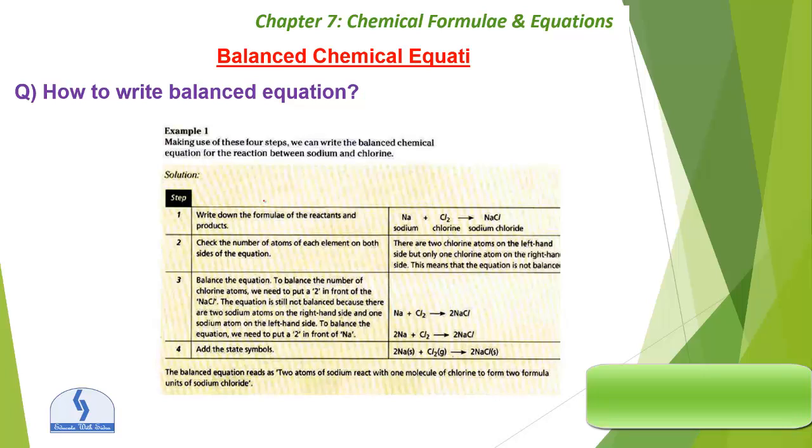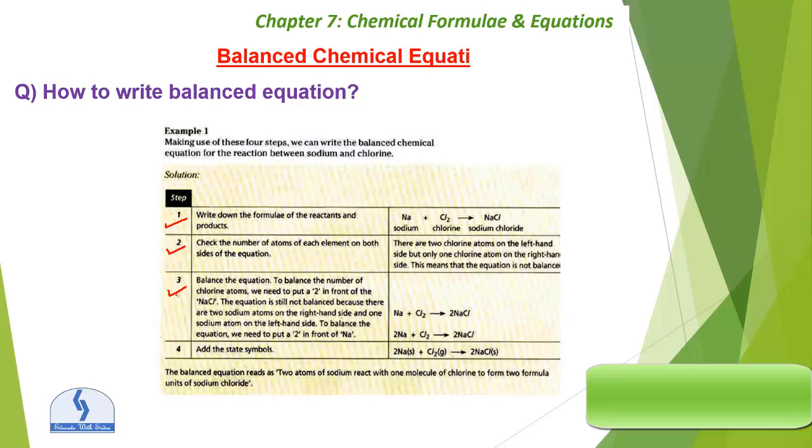Now, how to write the balanced chemical equation? The first step is basically to write down the formula of the reactants and the products. The second step is to check the number of atoms of each element on both sides of the equation. Third is to balance the equation.